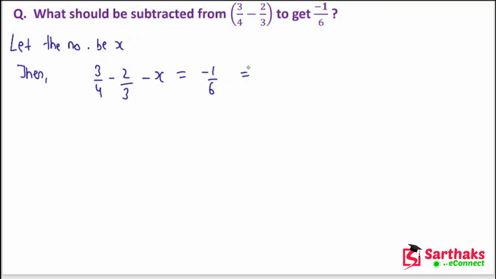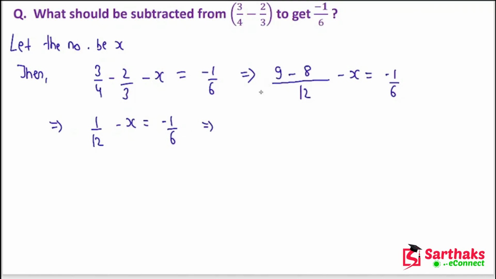Now again you can solve them by taking the LCM, which would be 12. Now 4 into 3 equals 12, so 3 into 3 equals 9, minus 3 into 4 equals 12, so 2 into 4 equals 8, minus x equals minus 1 by 6, right? So 9 minus 8 equals 1, so 1 upon 12 minus x is equal to minus 1 upon 6, right? Let us take x to the right hand side, then we will get 1 upon 12 is equal to x minus 1 by 6, because x would become positive by going there.